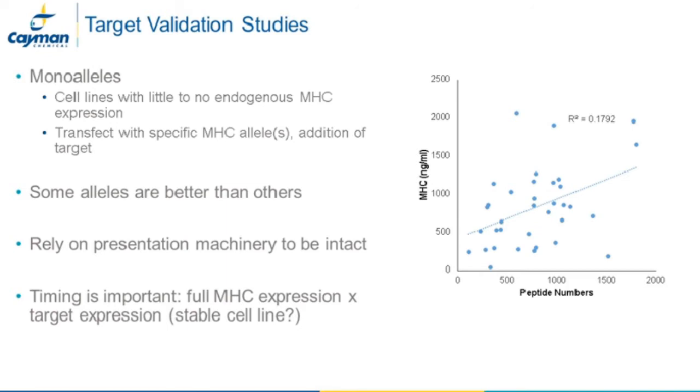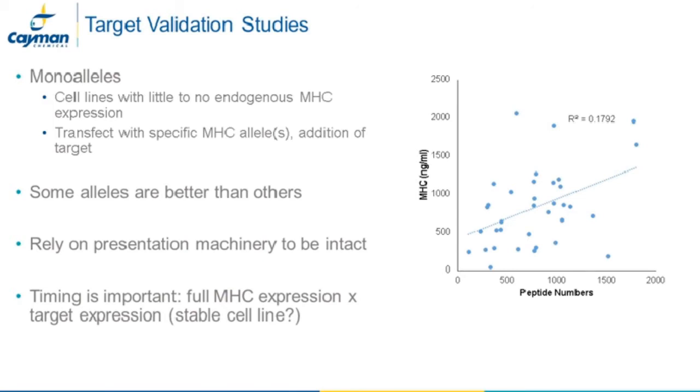In our experience, as shown on the right, there can be dramatic variability among alleles. This graph shows that using ELISA as a readout, the amount of MHC does not necessarily dictate the amount of peptides that are recovered from that MHC in the monoallele system.